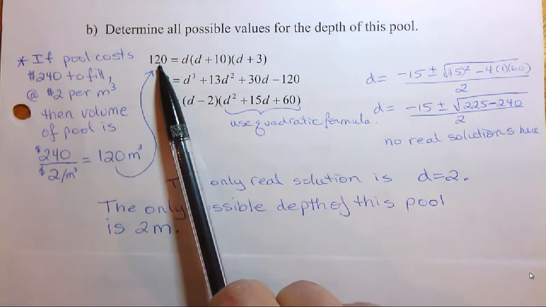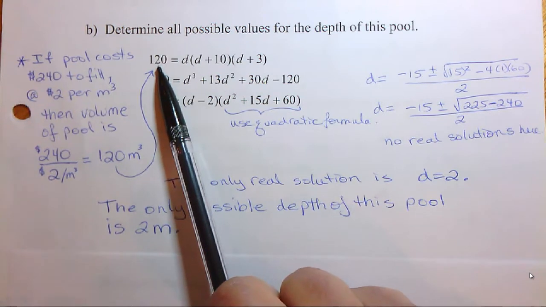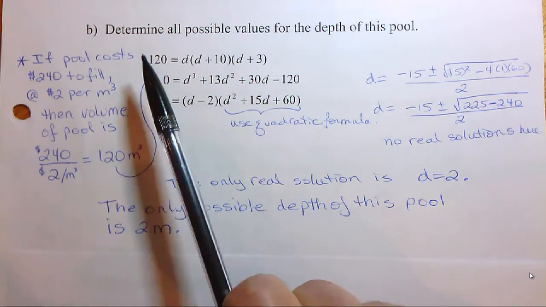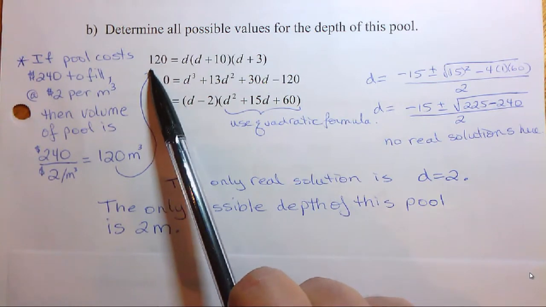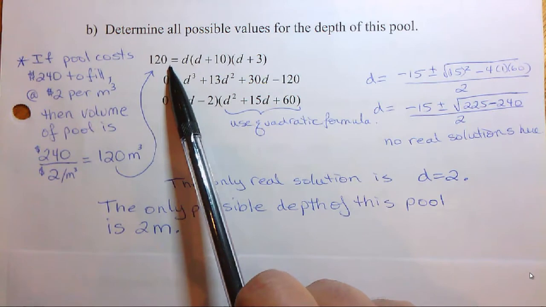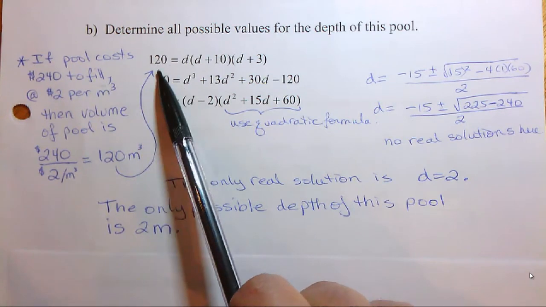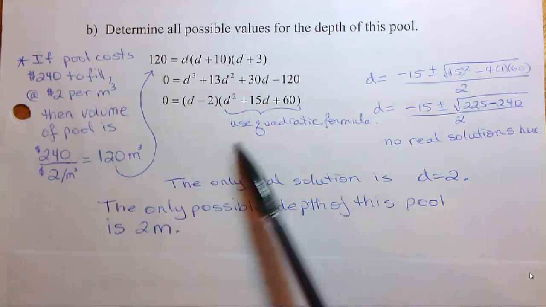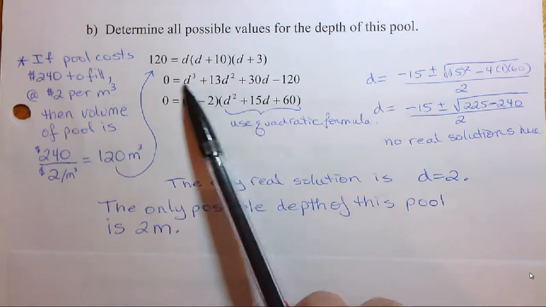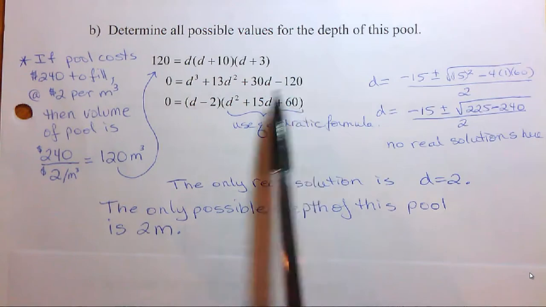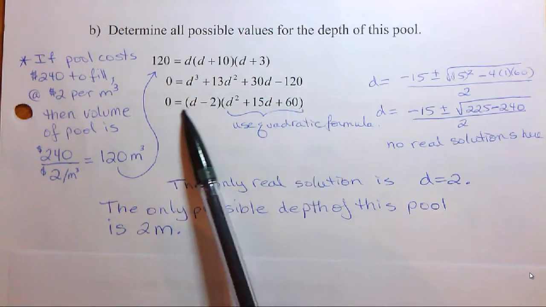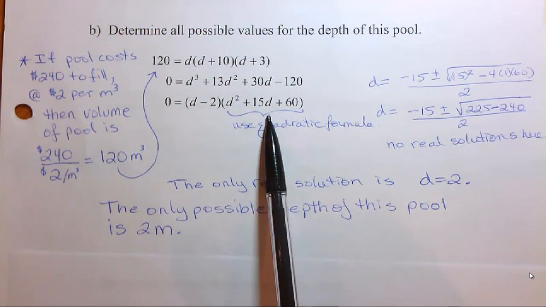Using that $2 per meter cubed and the fact that the pool costs $240, we figure out that we actually filled the pool with 120 meters cubed of water. Okay, so there's the work here. Then we multiply this through, move the 120 over, and have one side equal to 0. And now we're going to solve for D.